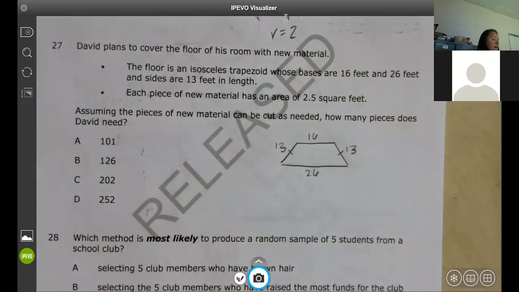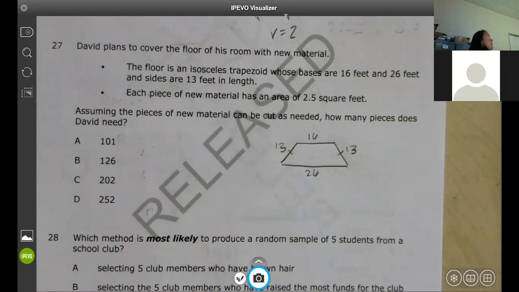Each piece of new material has an area of 2.5 square feet. Assuming the pieces of the new material can be cut as needed, how many pieces does David need? How many does he need? So what do we got to find? Yeah, the area, right? So area of a trapezoid. How do we do that?